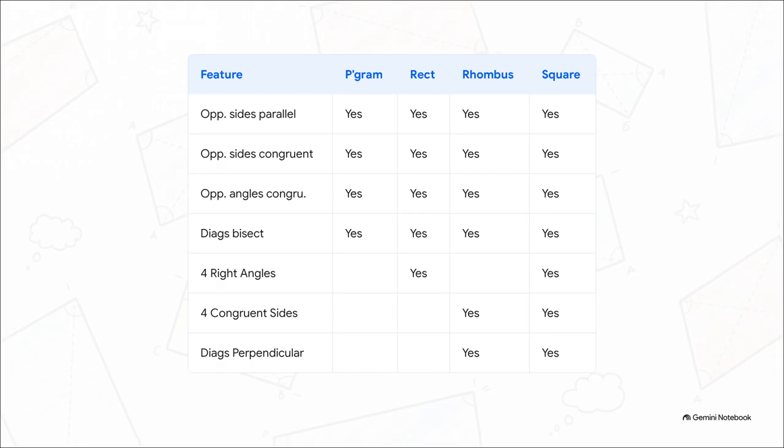And then there's the square. The square is basically the ultimate perfectionist of the family. It inherits absolutely everything. 4 right angles, 4 congruent sides, perpendicular diagonals. It is the maximum upgrade.